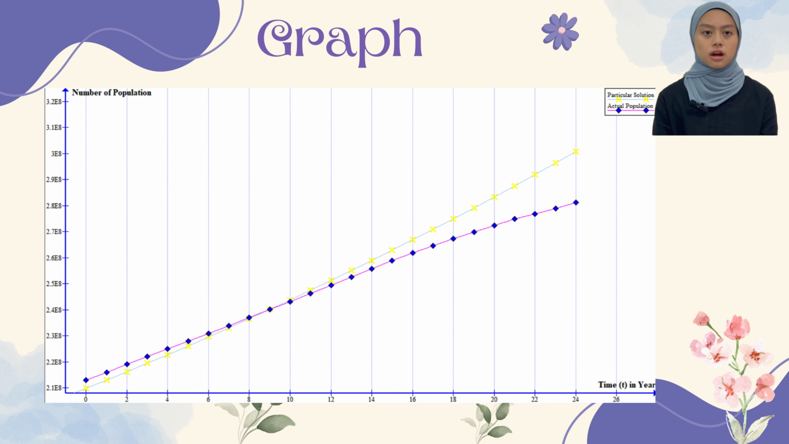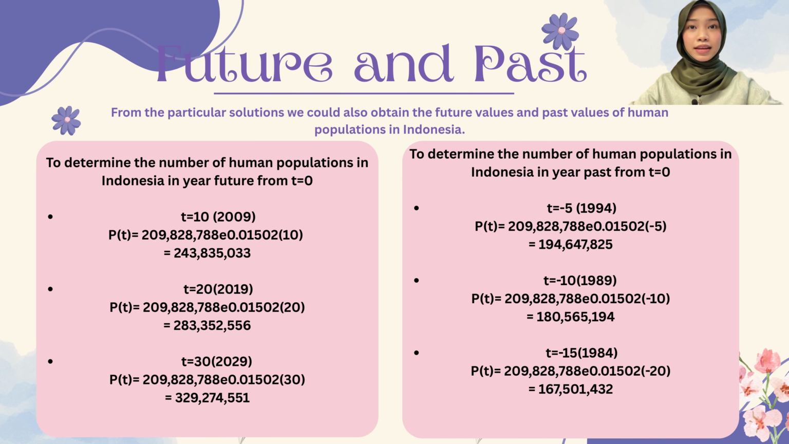Initially, both lines are closely aligned, suggesting that the model accurately reflects real-world growth in the early years. However, as time progresses, the yellow line begins to diverge and overestimate the population compared to the actual data. This growing gap highlights how mathematical models, while useful for prediction, may not fully account for real-world constraints such as limited resources, policy changes, or social factors. The graph ultimately emphasized the importance of validating theoretical models against the actual data to ensure accuracy and relevance in long-term projections. Now I'll be presenting the future and past value of population from the particular solutions.